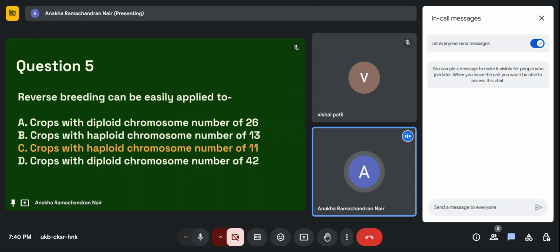So the reason why we need it to be less than 12 is because that will simplify your isolation of homozygous parental line, right? So you have to find parental lines that are homozygous, and it is easier for you to do so if there are 12 or less chromosomes in the haploid. If it is more, it will be very tedious for you to do it, right? So let's move on to question number 6.